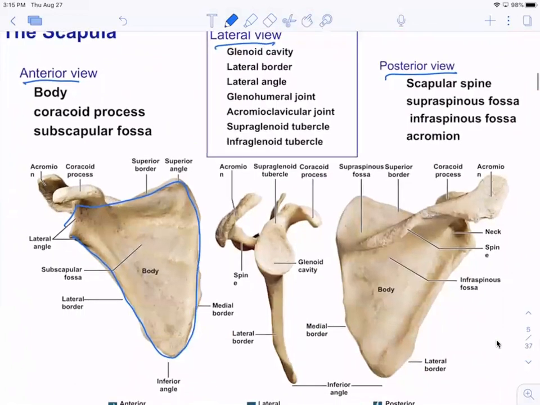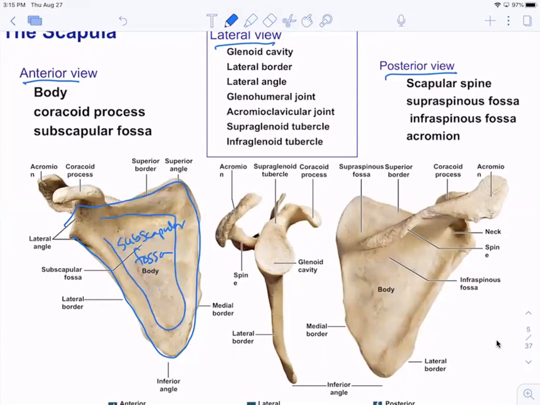And this whole area here is called the subscapular fossa. The subscapular fossa is where the subscapularis muscle is located. The good news about the scapula is you're going to learn the supraspinous fossa, infraspinous fossa, and subscapular fossa. All of the muscles located in those fossas are named for those fossas. So you have an infraspinatus, a supraspinatus, and a subscapularis.